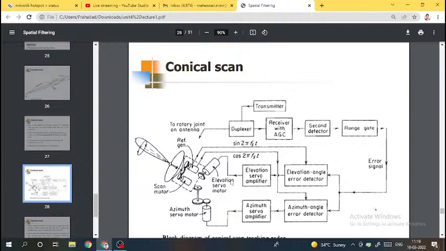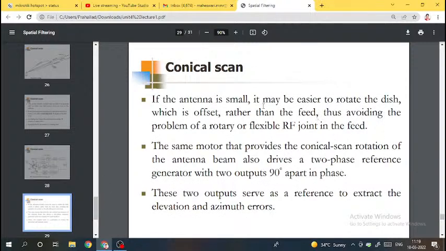This is the diagram. This elevation servo motor will rotate this antenna and change the direction of the antenna. So what we are doing here is trying to find the direction of the target in all 360 degrees. Compared to the first case, sequential lobing, conical scan has better accuracy. So able to understand, right? If the antenna is small, it may be easier to rotate the dish, which is offset, rather than the feed, avoiding the problem of a rotary or flexible joint in the feed.